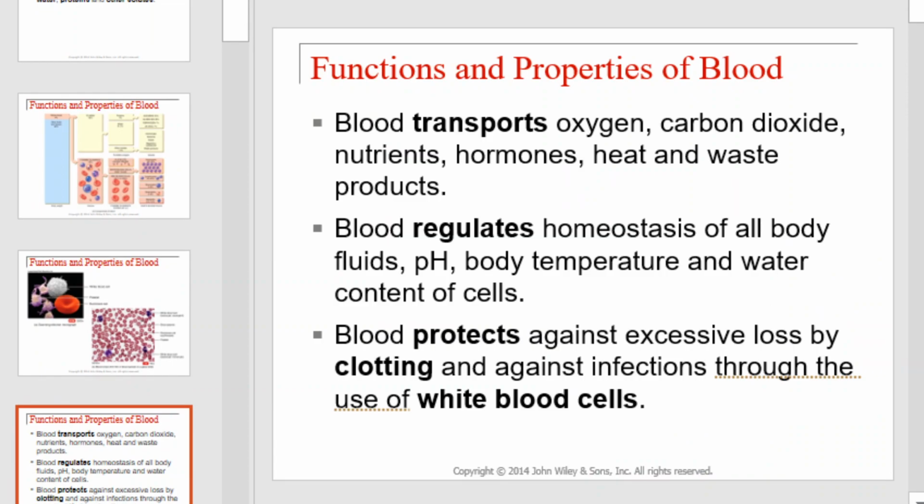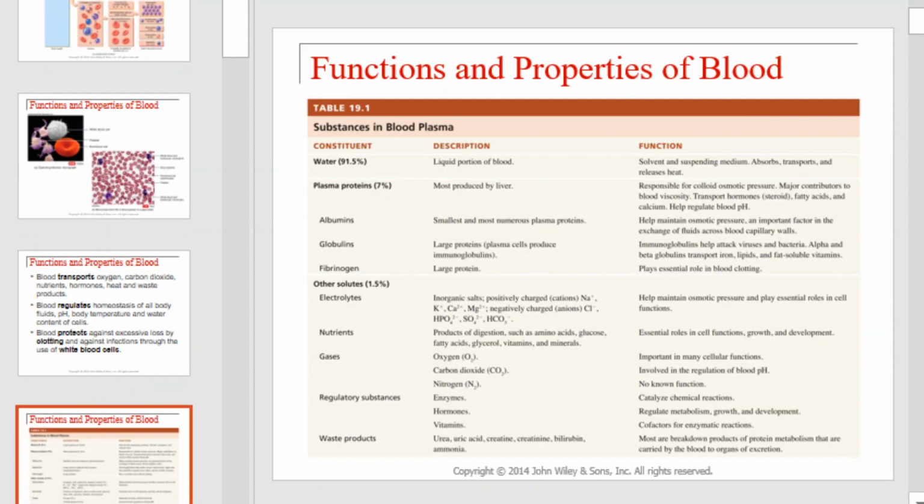Blood transports oxygen, carbon dioxide, nutrients, hormones, heat, and waste products. Blood regulates homeostasis of all body fluids, pH, body temperature, and water content of cells. Your blood protects against excessive blood loss by clotting and against infections through the use of white blood cells. This table illustrates the substances in the blood plasma, giving a brief description and a function of each.